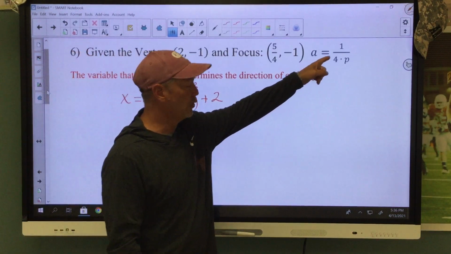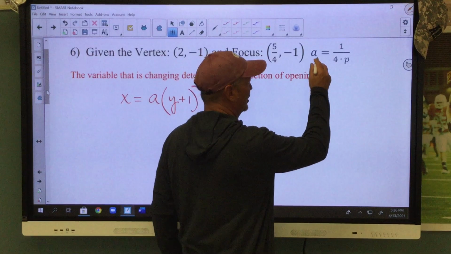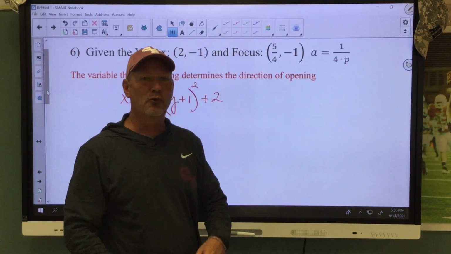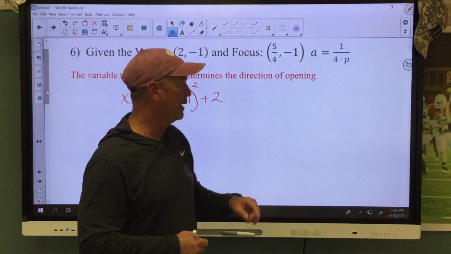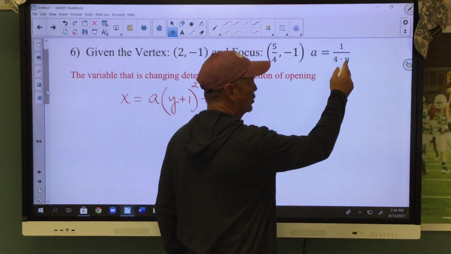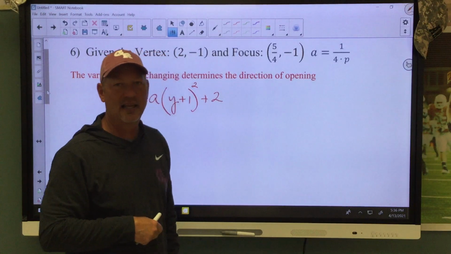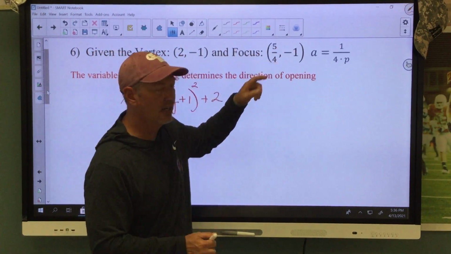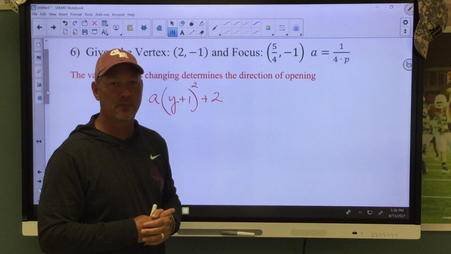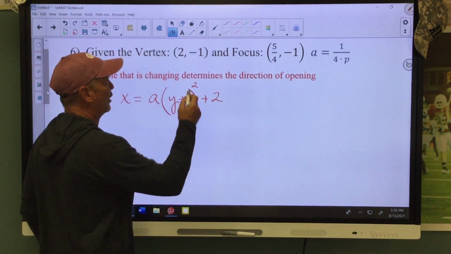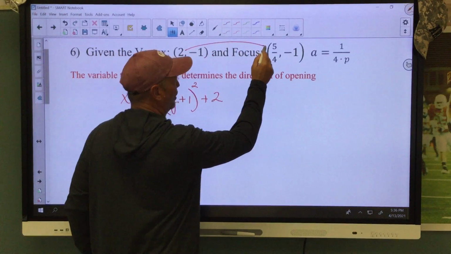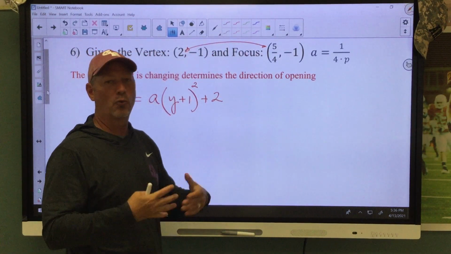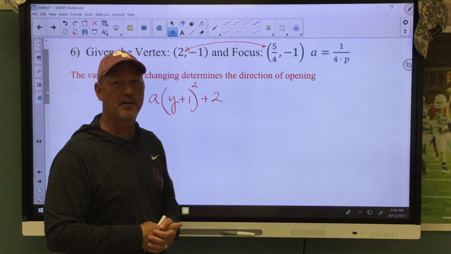To do this, we're going to use this equation. And this equation says a equals 1 over 4 times p. And if you remember on the other worksheet, p is the distance between the vertex and the focus. So the distance from here to here, that's going to be my p value. So we need to figure out how far it is from 2 to 5 over 4. And so what we're going to do is subtract to find the difference.